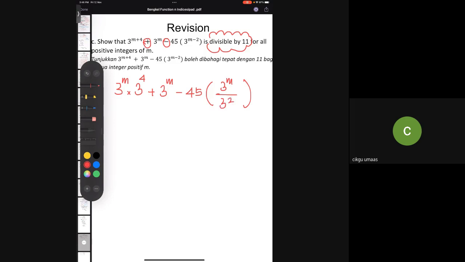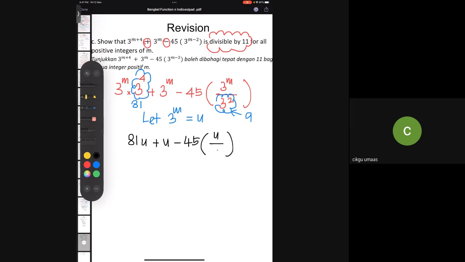First step. Then let 3 power m equal to u. So press the calculator for this. You get 81. Press the calculator for this. You get 9. So when I rewrite this, 81u plus u minus 45 bracket u over 9.